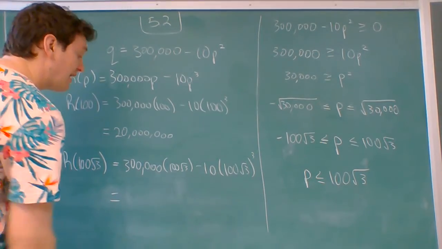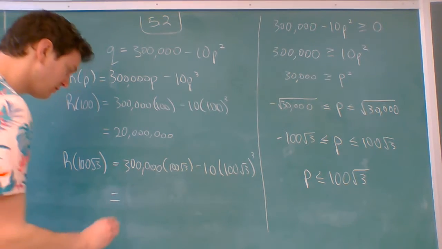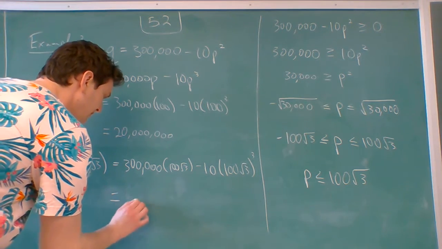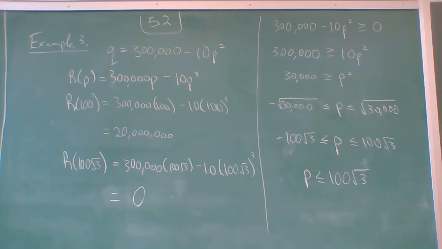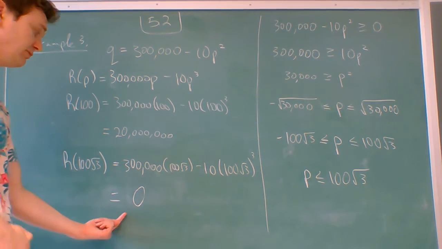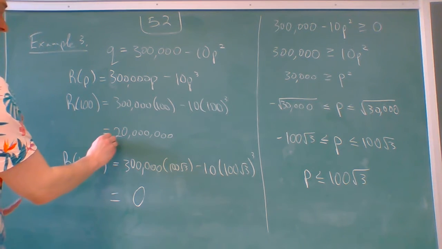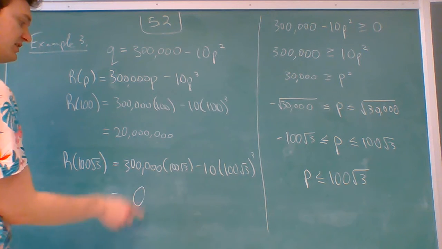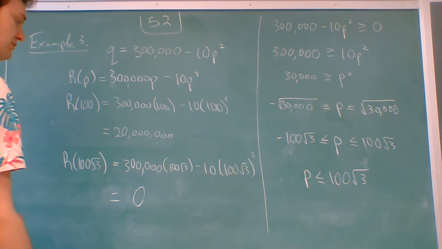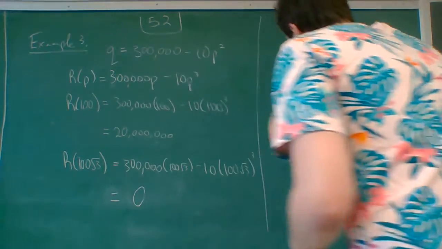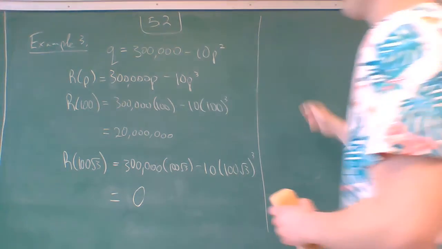And what I am getting here is an extremely small negative number. I went out to like 10 decimal places. 1, 2, 3, 4, 5, 6, 7, 8. For all intents and purposes, it's 0. I'm getting negative 0.000000004. Might as well be 0. This clearly does not maximize our revenue, right? 20 million is much higher than 0. So the price that maximizes revenue is 100.